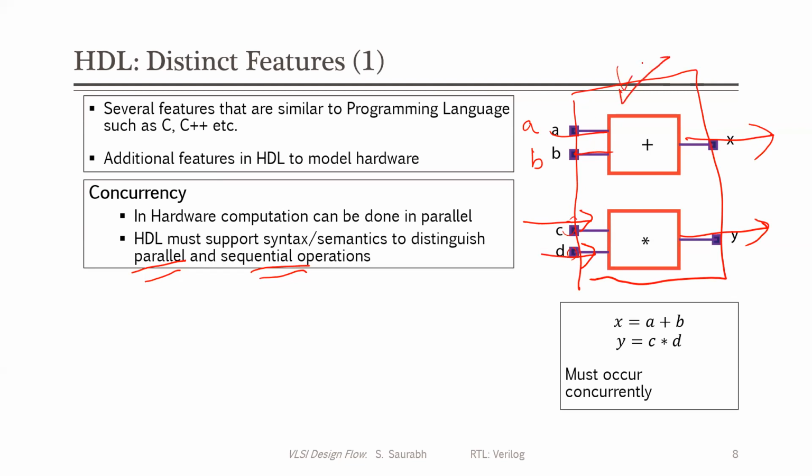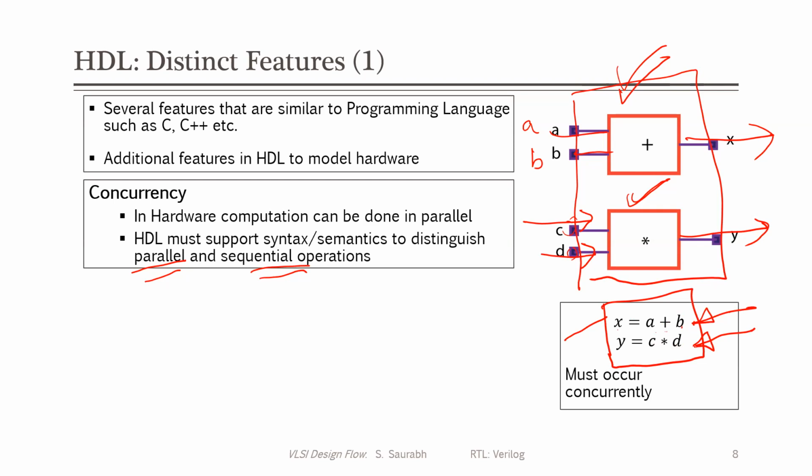These two components are basically working in parallel, right? Now, instead of this hardware, if you consider that I am writing something in a programming language, X is equal to A plus B, Y is equal to C star D, then this kind of thing will be a procedure in a programming language which doesn't support concurrency. It will be actually executed sequentially. That is, this instruction is executed first, and then C star D is executed next.